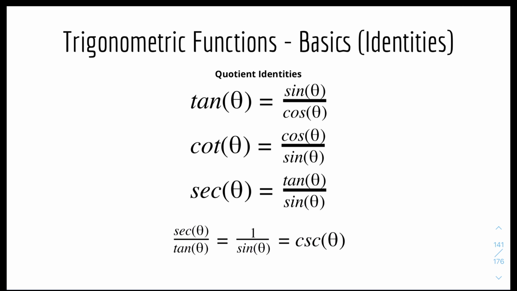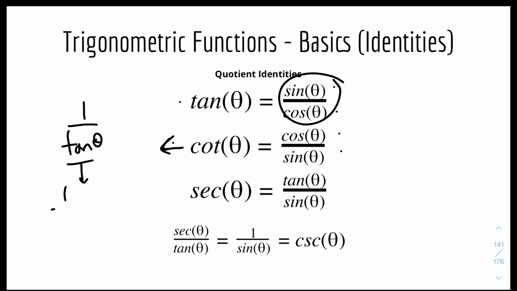Then we have some quotient identities. Tan theta will be equal to sine over cos theta, and cot theta, or cotangent theta, will be equal to cos over sine, because we know that cot will be equal to 1 over tan theta, and tan theta is just equal to this, so it's basically equal to 1 over sine theta over cos theta, and you can flip it around. Then we have sec theta, which will be equal to tan theta over sine theta. And this one right here, cosec theta will be equal to sec theta over tan theta if you were to rearrange it.